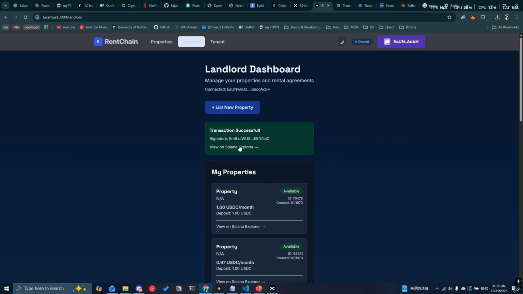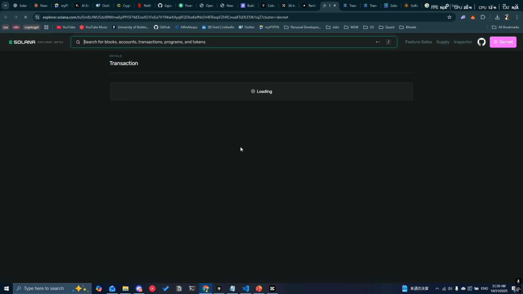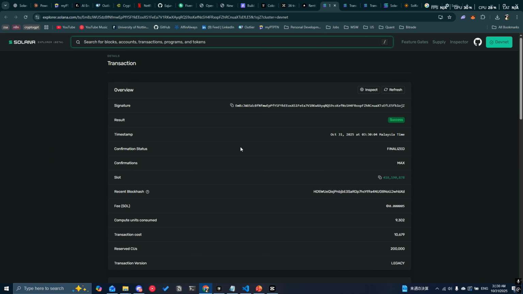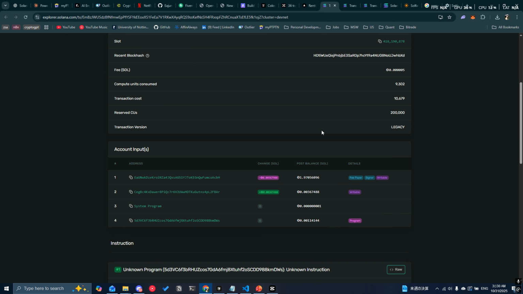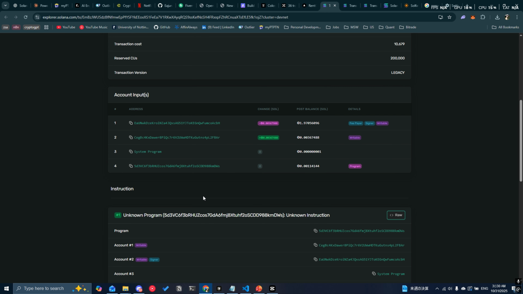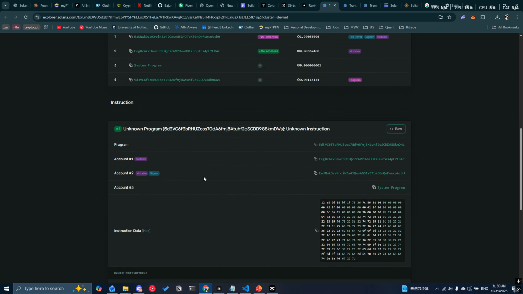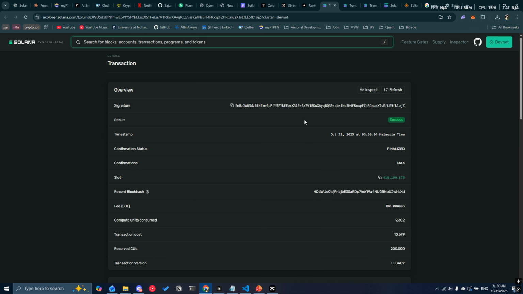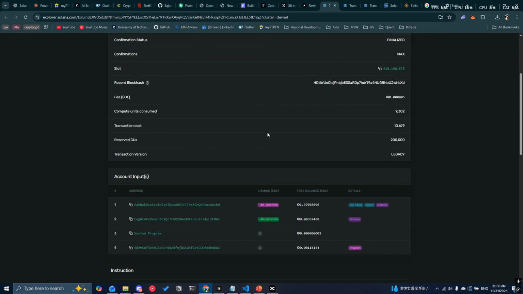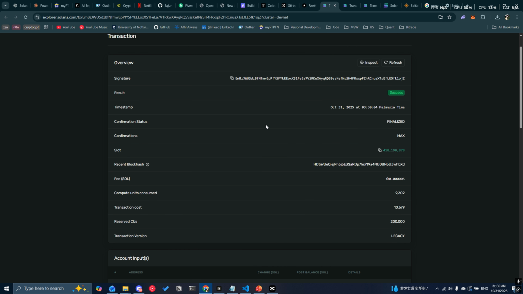Yeah, and then it's successful, and you can see over here. So this is actually a proof of ownership of the property that you listed. This is like a receipt for your purchase of the property, so you won't need to worry about someone hacking your account after the transaction, because all these transactions are immutable.